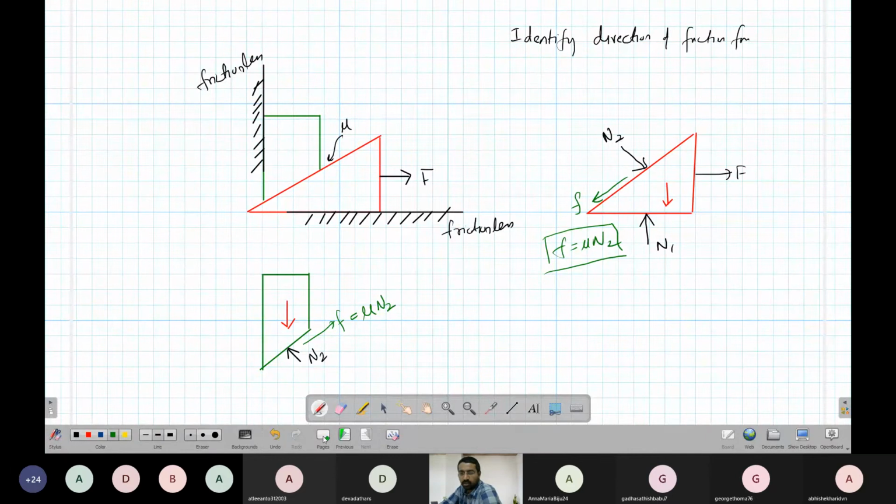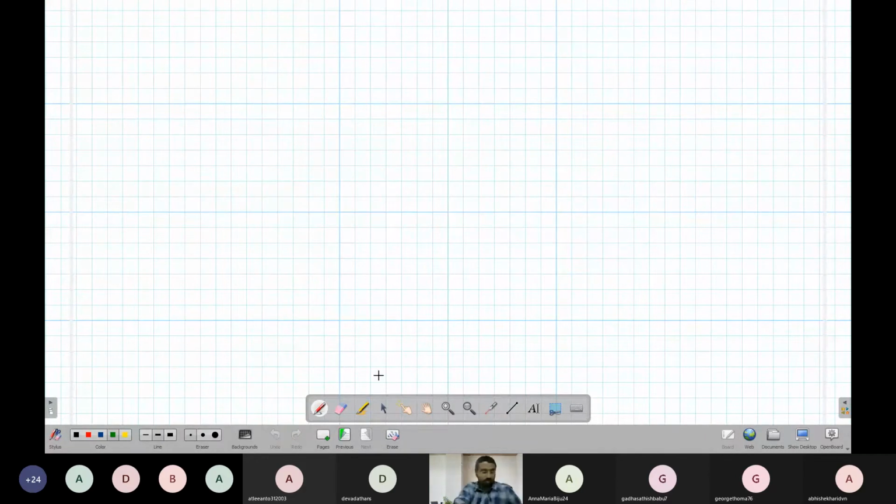Now, we'll learn another term. Two or three terms you have to know: coefficient of friction, angle of friction, and angle of repose. What do you mean by angle of friction? First we will see the angle of friction. So let's draw the box again.